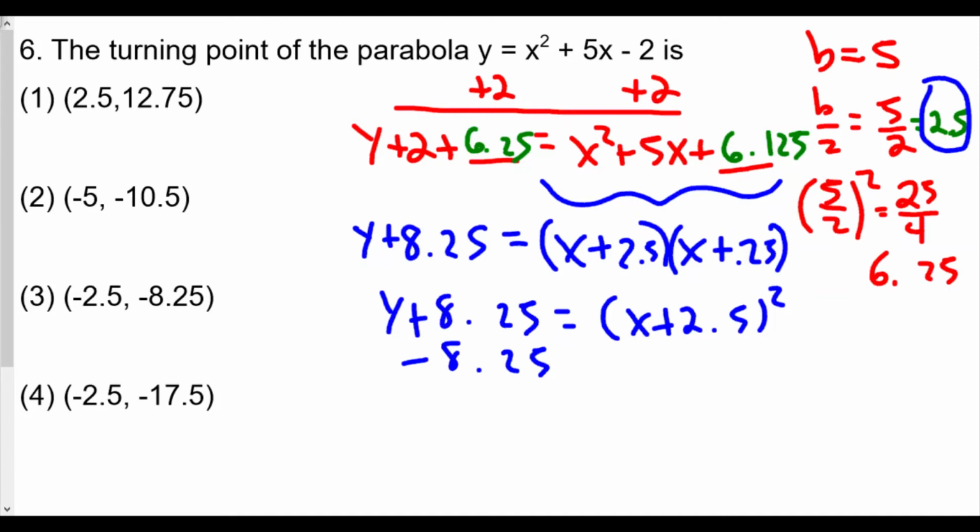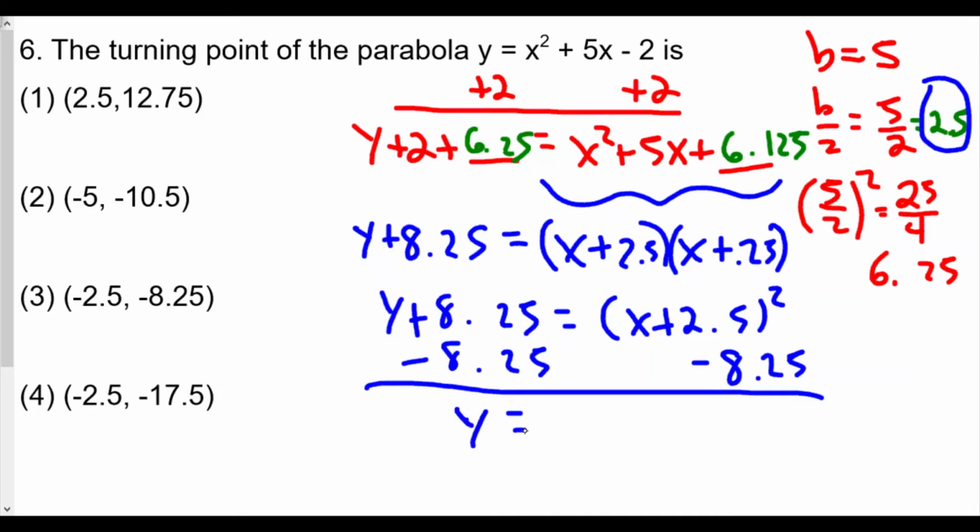What happens is you can always check your answers and go, hey, that's not a choice here. So we can double check. That's one of the things you want to do when you're working on multiple choice and the answers are not working out. You want to double check your work. And I see in this case, I made an error, right? So 2.5 times 2.5 is 6.25. I apologize for the extra 1. I was thinking of 1/8. So we have y is equal to, after we subtract 8.25 on both sides, x plus 2.5 squared minus 8.25.